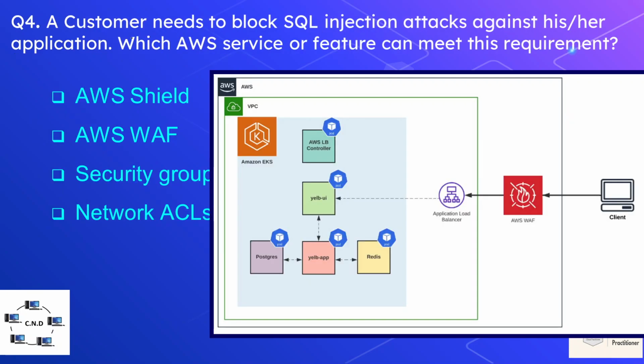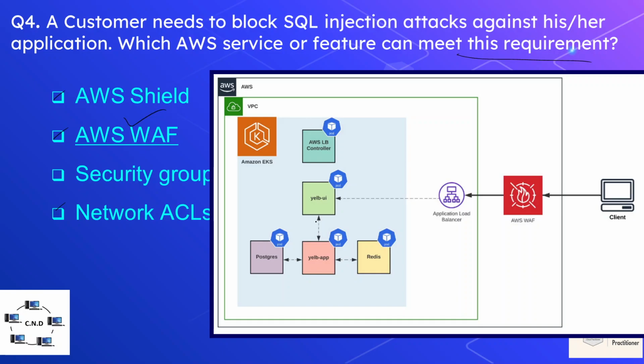Question number four is, a customer needs to block SQL injection attacks against his or her application. Which AWS service or feature can meet these requirements? The options are: AWS Shield; option B is AWS WAF, or Web Application Firewall; option C is Security Group; and option D is Network ACLs, or Access Control Lists. And the correct option is AWS WAF, or Web Application Firewall.